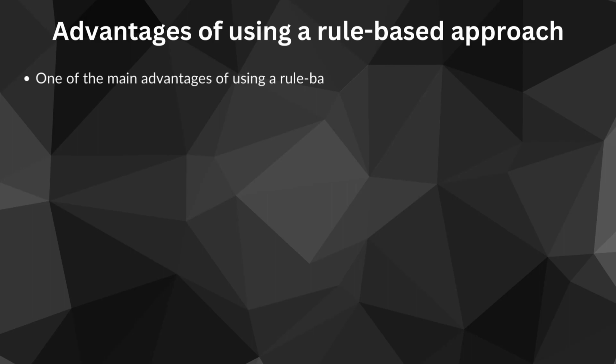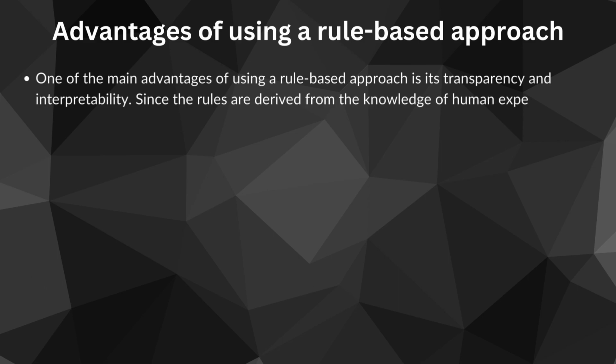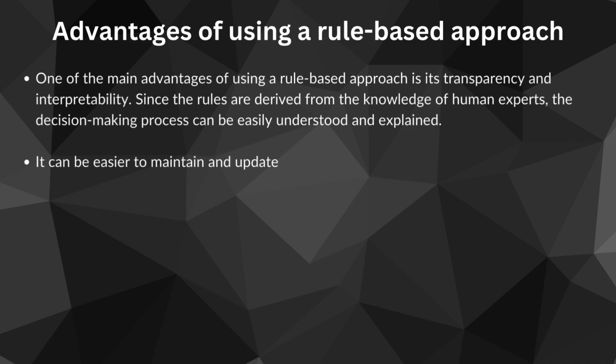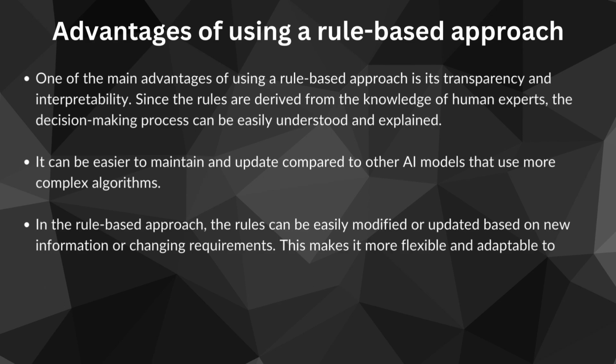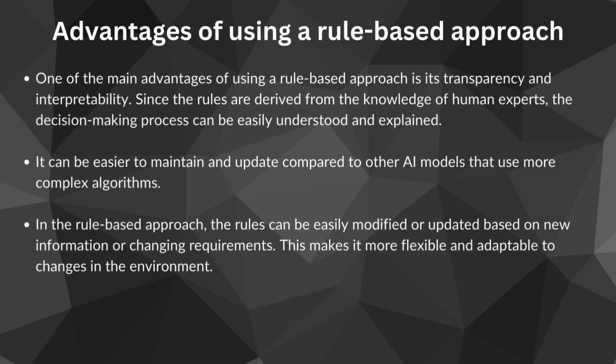One of the main advantages of using a rule based approach is its transparency and interpretability. Since the rules are derived from the knowledge of human experts, the decision making process can be easily understood and explained. Another advantage of rule based is simplified maintenance and update. In contrast to other AI models employing intricate algorithms, rule based systems are easier to manage and revise. The maintenance of a rule base is less complicated, facilitating smoother updates.